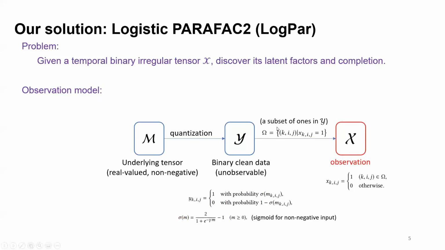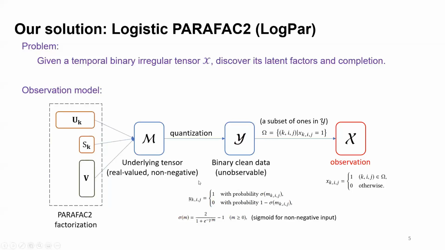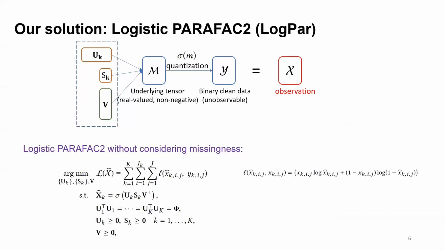And finally, we can take a subset of this Y as our observations that accounts for the missingness, where we have a subset omega. Now, what we try to factorize is not those observations, but this underlying tensor. We approximate this underlying tensor M with a PARAFAC2 factorization. If we don't consider any missingness, which means the observation X is equal to the binary clean data Y, then we can define this optimization problem to solve for this U, S, and V based on this observation model.